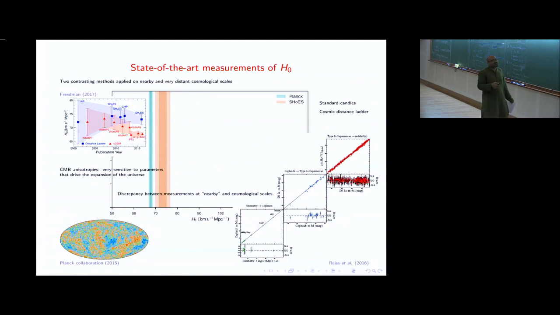And the other question is, should we really expect the nearby and the early universe measurements to give us the same answer for the Hubble constant given our cosmological model? Or is there anything wrong with the cosmological model? The answers to these questions we do not know. A good fraction of people think that it's the supernova systematics that is probably going wrong.